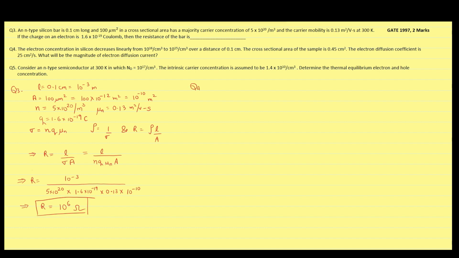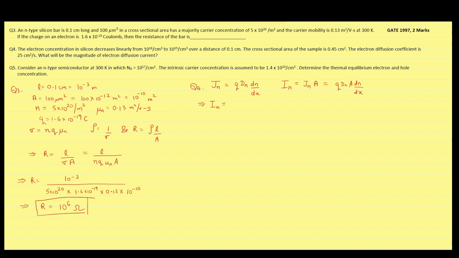For the fourth question, you know that electron diffusion current density is equal to Q multiplied by the diffusion constant of electron multiplied by the concentration gradient. Therefore, electron diffusion current will be equal to diffusion current density multiplied by area. Now we have to simply put the value of different parameters, and since we only have to find the magnitude, we are not concerned about the sign.